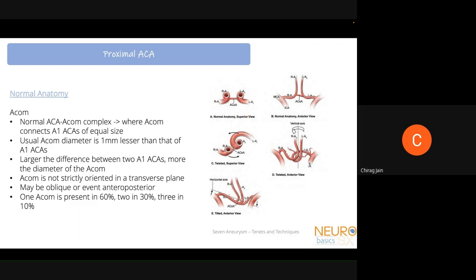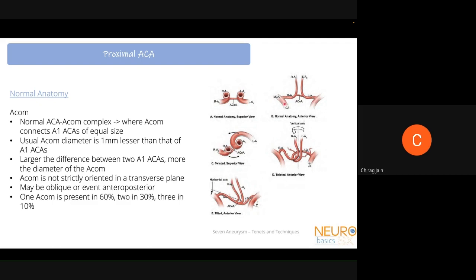The more unequal the A1 ACAs are, the larger the diameter of the ACOM, because now the ACOM has to actually function to supply blood from one side to the other side. Now, if both A1 ACAs are of equal size, there's a very good chance there's probably no blood flow happening through the ACOM. The larger one side A1 ACA is, the larger the ACOM will be to supply blood to the opposite side.